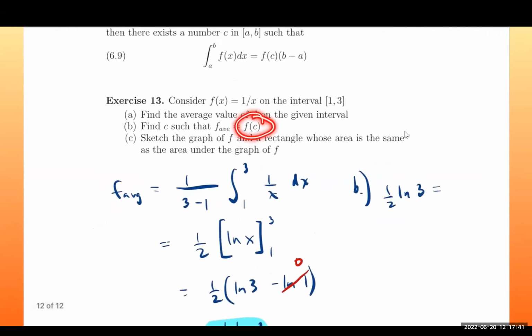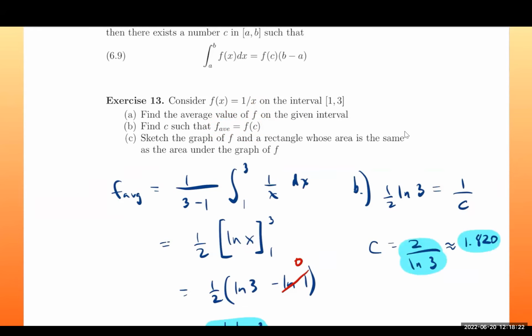The right side is f of c. So since f is 1 over x, f of c is 1 over c. We found this in part A, and this is just a matter of plugging in c into your x, and that's how I got 1 over c. And all we have to do here is solve for c. If you take the reciprocal of both sides of the equation, that'll do it. So c is going to equal 2 over ln of 3, which is approximately, if you use a calculator, 1.820.